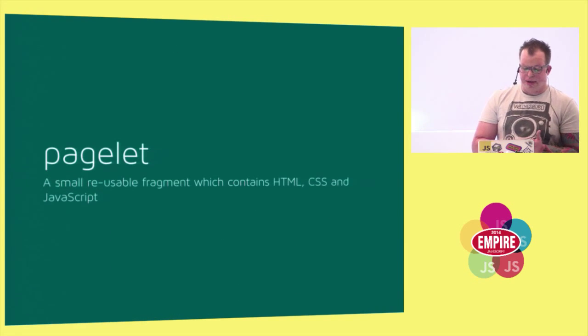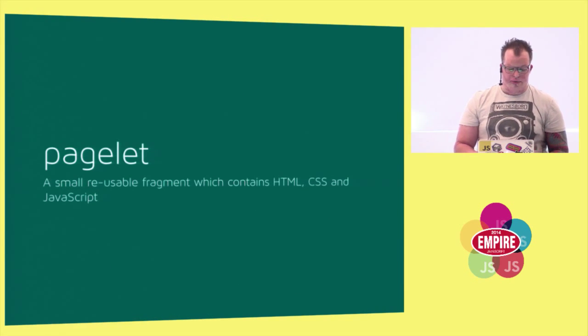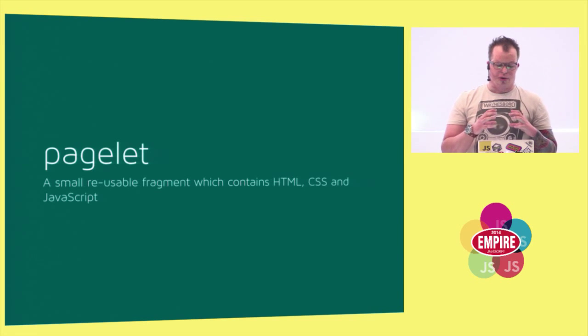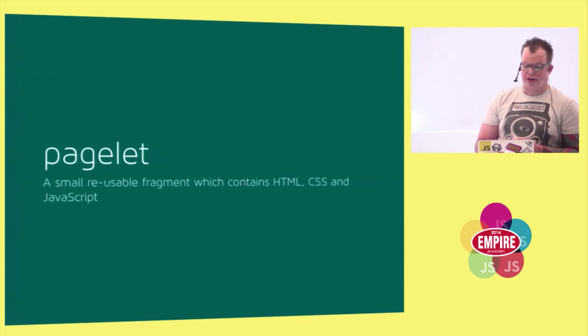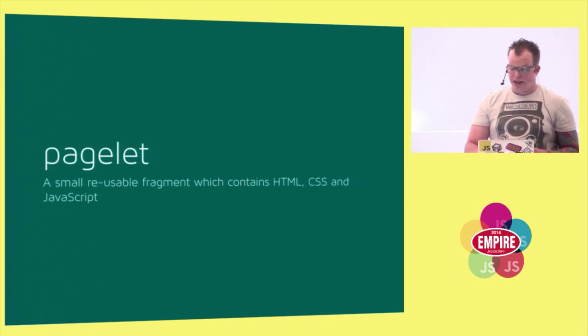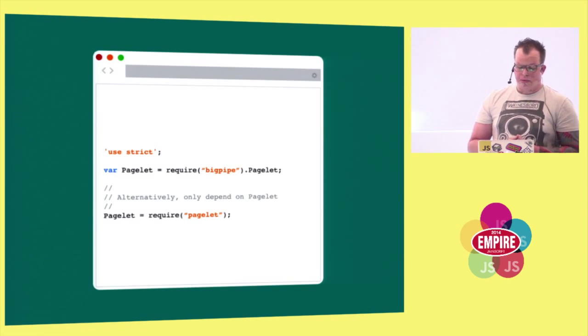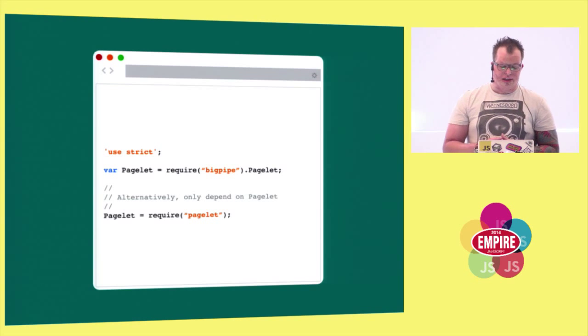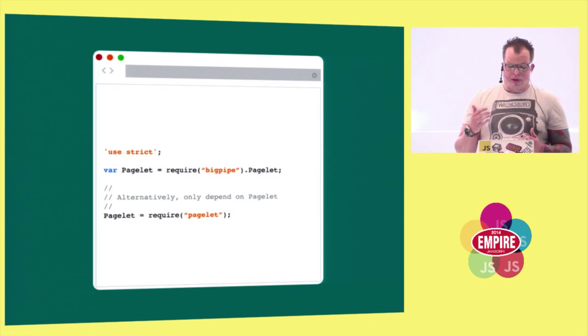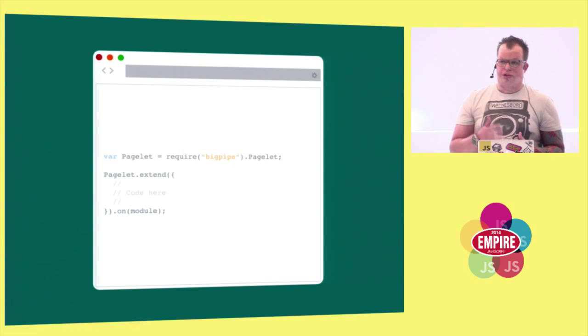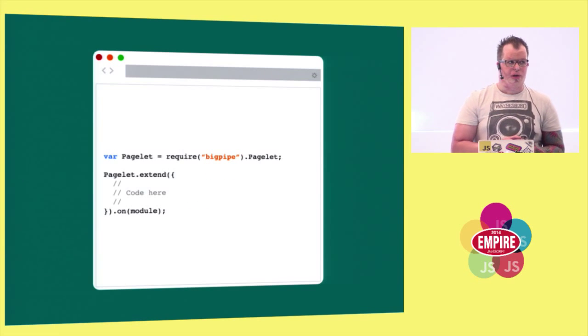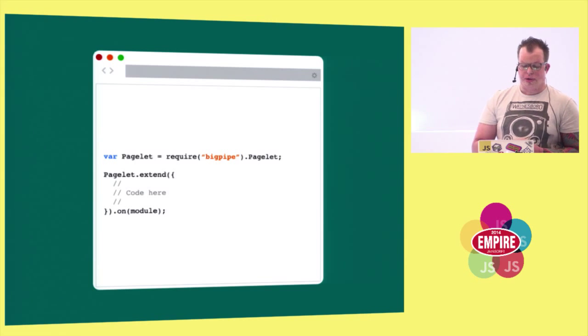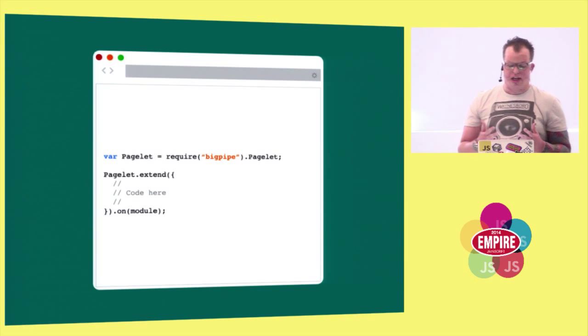So I'm going to start diving a bit into the framework itself. Our pagelets are really small, reusable fragments of HTML, CSS, and JavaScript. When you require the BigPipe module, there is a pagelet class which you can just extend, in the same way as you are probably used to when using Backbone. I really love this pattern because it's really clear what you'll be doing.